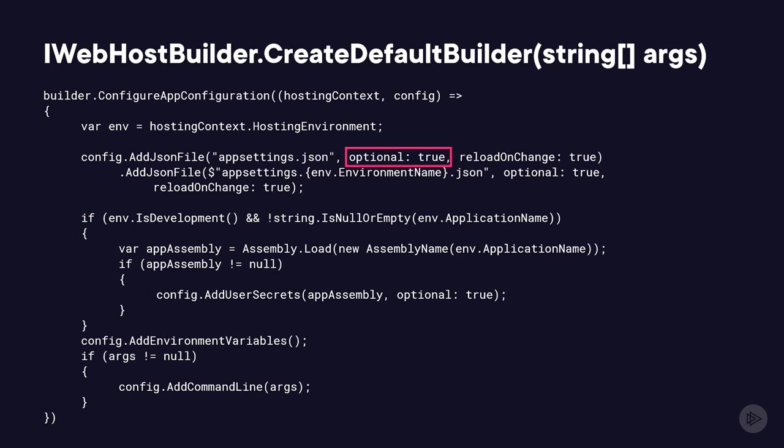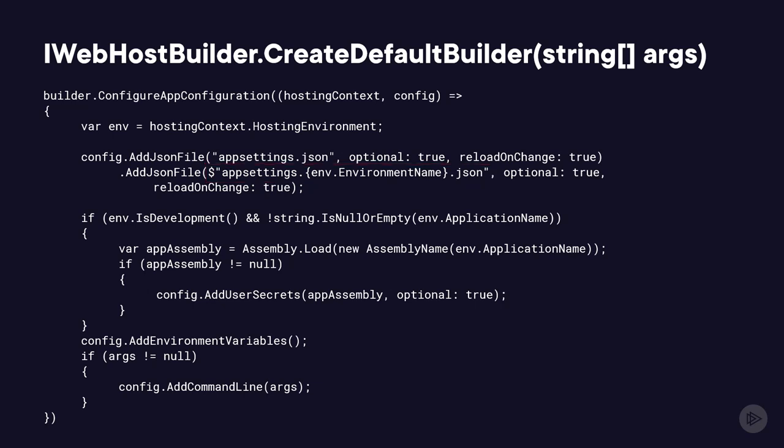The optional argument indicates whether the application will fail if the JSON file cannot be loaded. The reloadOnChange argument allows the reload behavior to be controlled. In this case, the default is that reloading is supported, and if the appsettings.json file changes, the configuration will reload to reflect any changes. As we saw in the previous module, we can use the options pattern to pick up these changes. The AddJsonFile method can be called many times to add multiple JSON files to build up the final configuration. The second call adds the environment-specific JSON file if it's present.